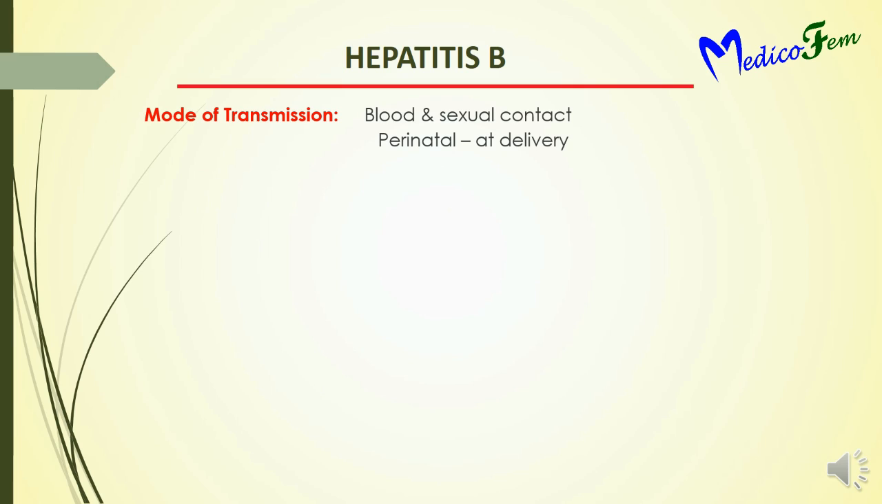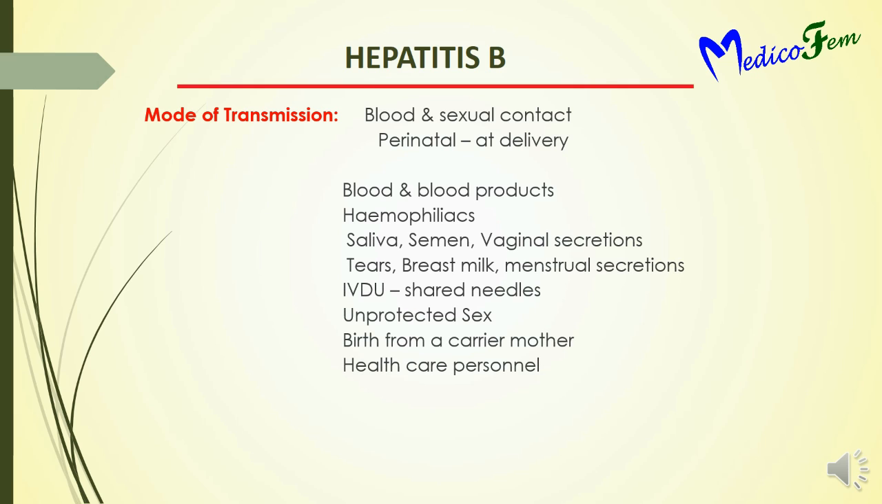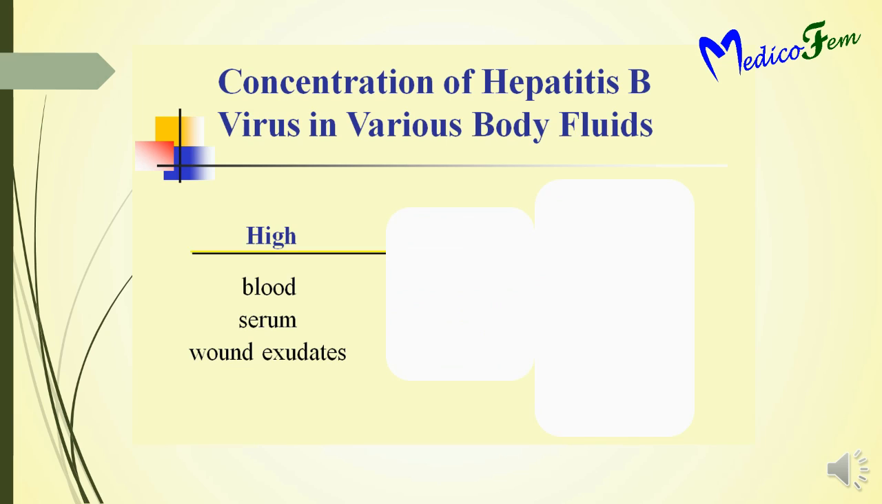Hepatitis B is transmitted by blood-borne route, sexual contact, or perinatally at the time of delivery. It is transmitted by blood and blood products during blood transfusion, especially in hemophilic patients. It is also transmitted by saliva, semen, vaginal secretion, tears, breast milk, menstrual secretion, IV drug users sharing needles, unprotected sex, and birth from a carrier mother. They can transmit infection to the newborn, neonates, and healthcare personnel are also at high risk of hepatitis B virus infection.